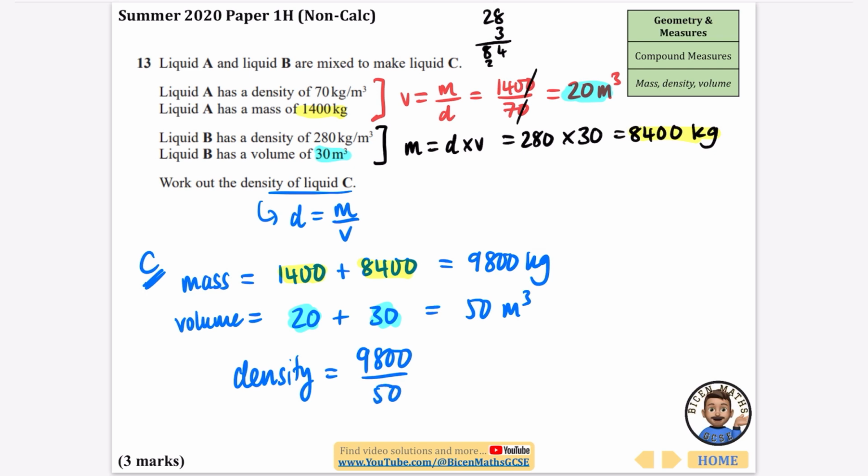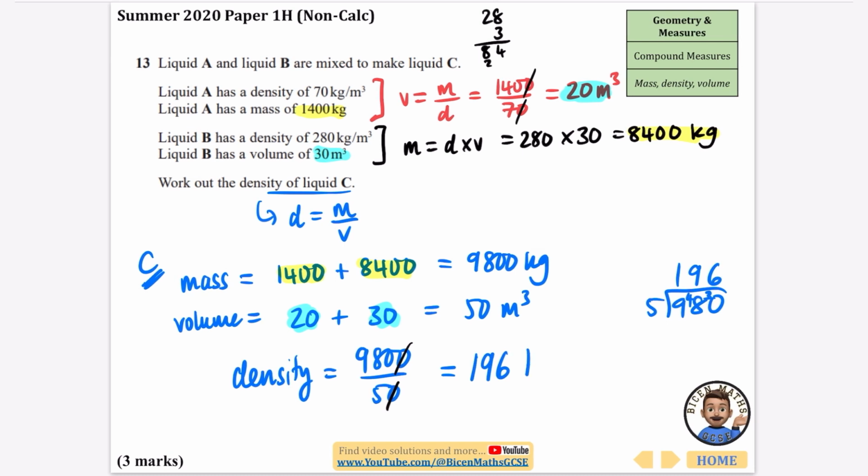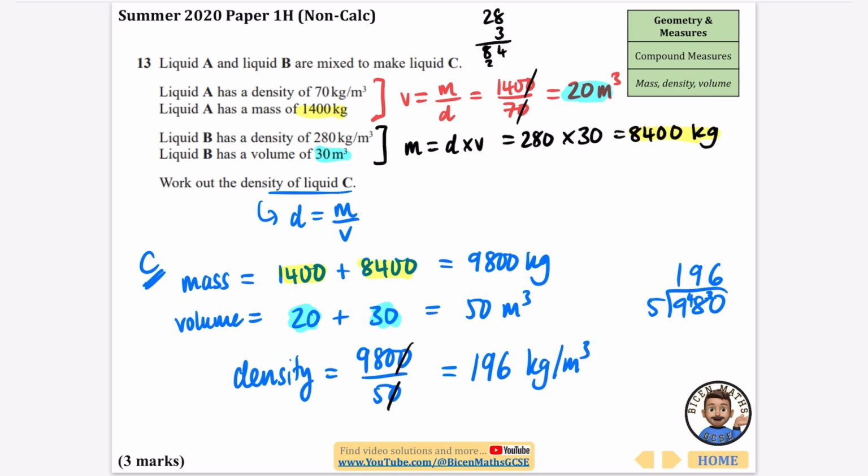So all I need to do now is just the last part of the division. I'm going to simplify it by getting rid of one of the zeros. I'm just going to do 980 divided by 5. So how many times does 5 go into 980? 5 goes into 9 once with 4 left over. It goes into 48 9 times with 3 left over. And it goes into 36 times. So our answer is 196 kilograms per meter cubed.